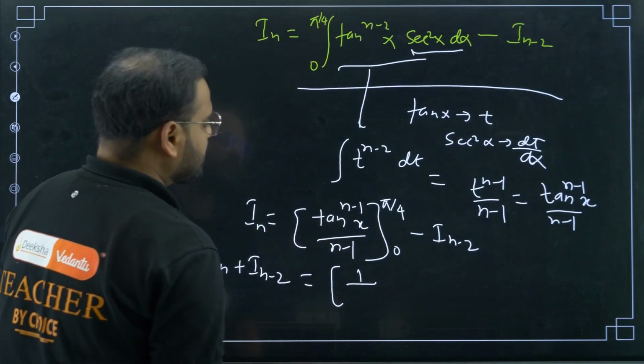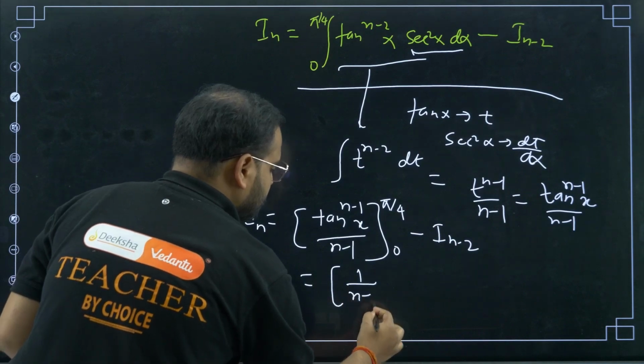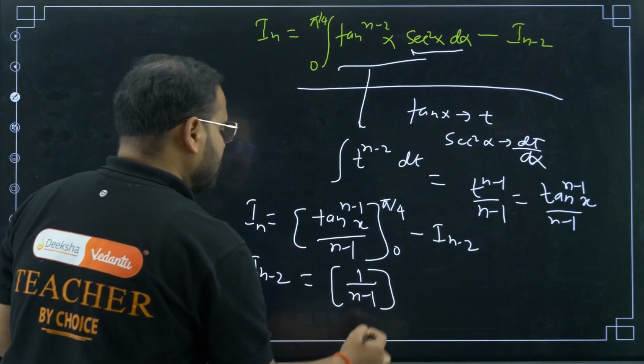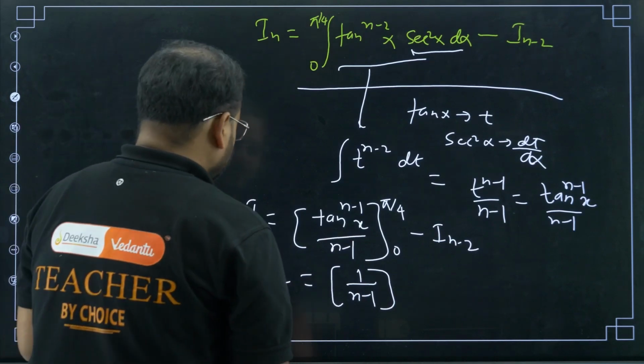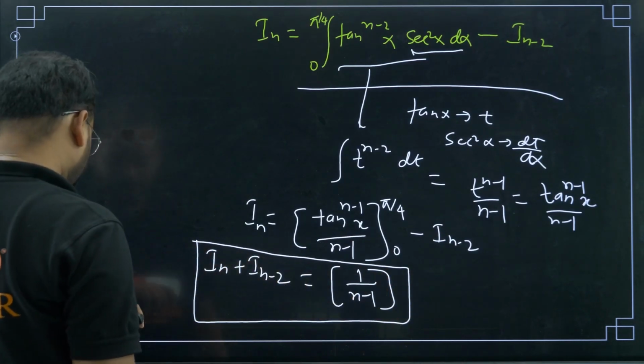Okay, now what about this? So n value, this is n minus 1 only, right? Now if I put tan x as 0, it will become 0. So the answer was 1 upon n minus 1. Okay, so my result is this. This is my result. Okay, correct.